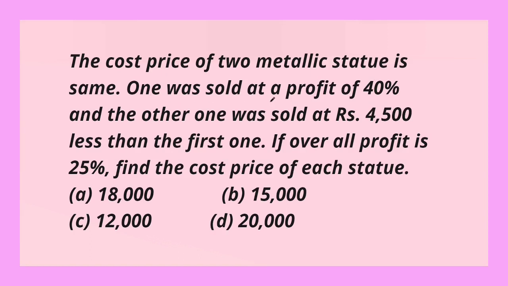One was sold at a profit of 40% and the other one was sold at rupees 4,500 less than the first one. If overall profit is 25%, find the cost price of each statue. The given options are option A 18,000, option B 15,000, option C 12,000, option D 20,000.